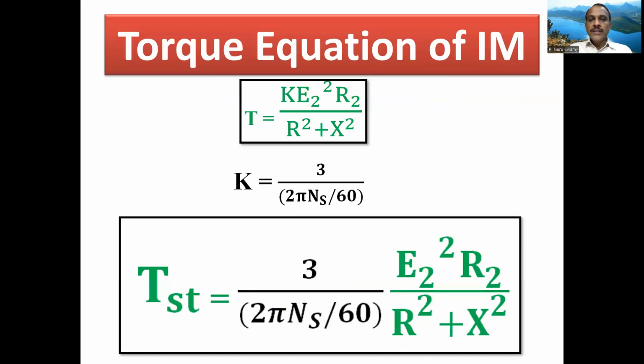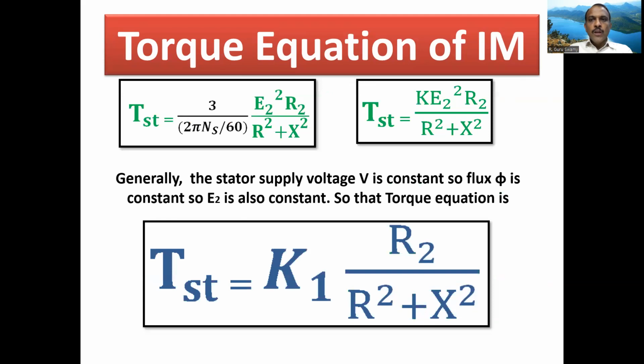Now I get the value of K, a constant which relates the mechanical quantity on the left-hand side to the electrical quantity on the right-hand side. This is your complete torque equation. The starting torque is 3 divided by 2 pi ns divided by 60, into E2 square into R2 divided by R2 square plus X2 square. This is your starting torque.